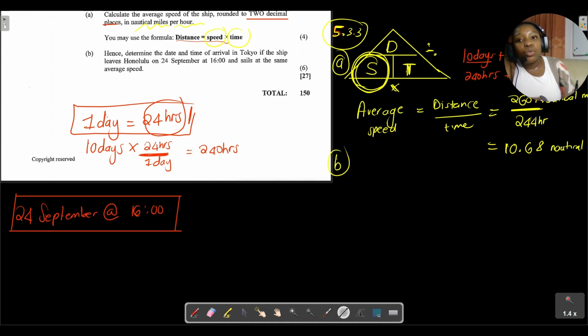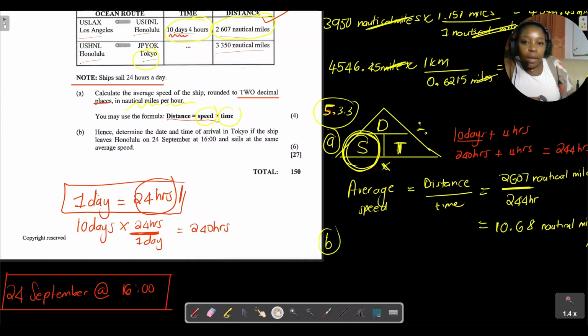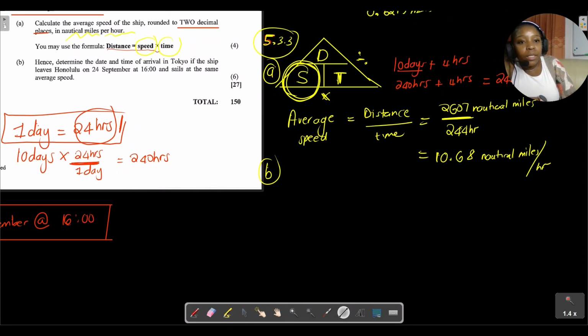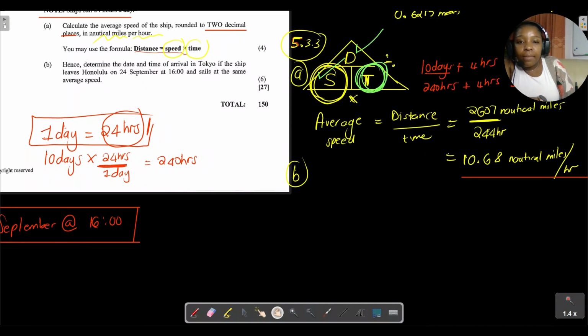But the first thing we need to do is calculate how long this ship is traveling, because we are told that it's traveling at the same average speed. We're going to use the speed that we calculated there and the distance. If you've got speed and distance, what can you calculate? The time that it will take. So we are calculating time.